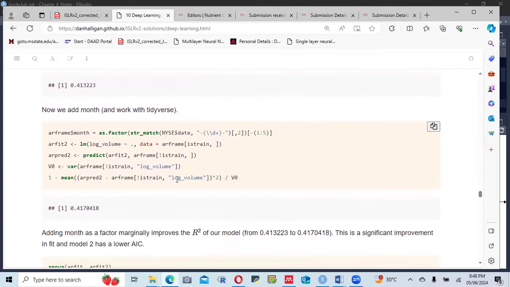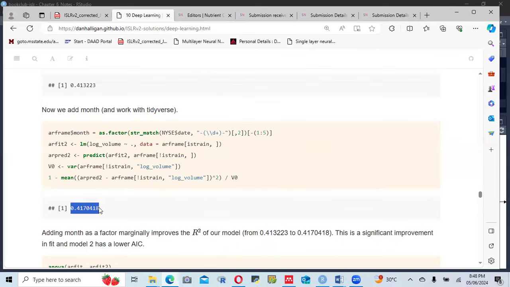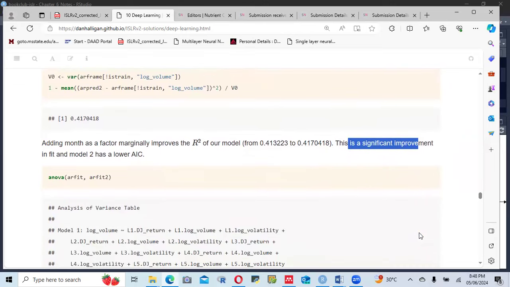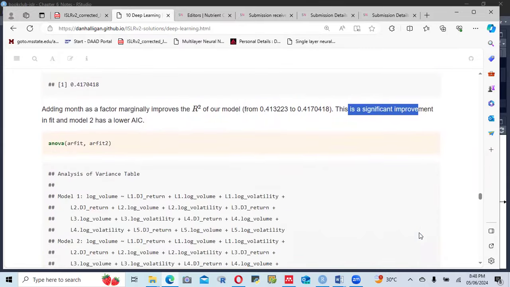Once we add the month into this, we are having 0.4170, 0.418. So we can see that adding month as a factor marginally improves our R square, because here we are having 0.41, here we are having 0.417. So we just raise our model a little bit from 0.41322 to 0.4170. This is a significant improvement in fit, and model two has a lower Akaike information criterion.